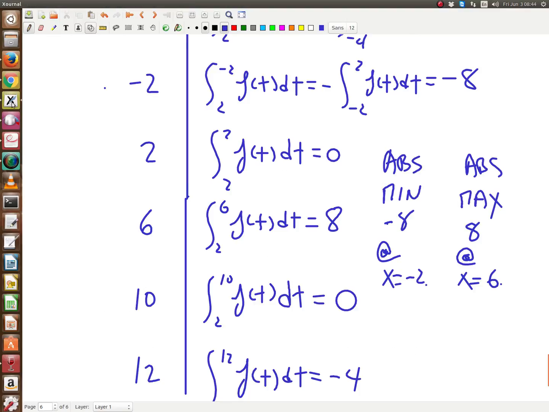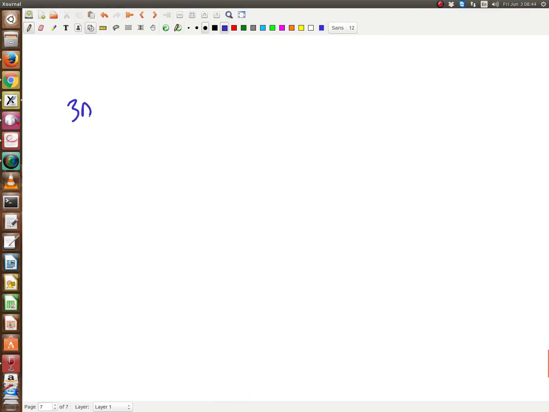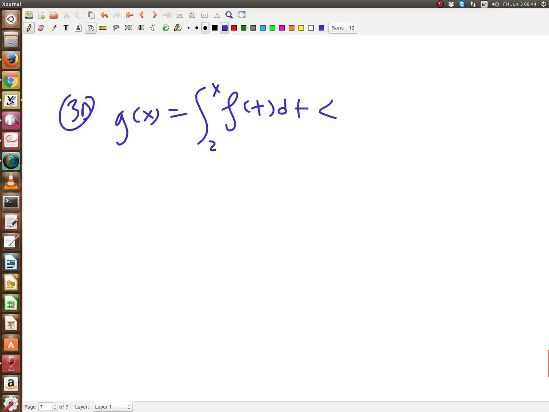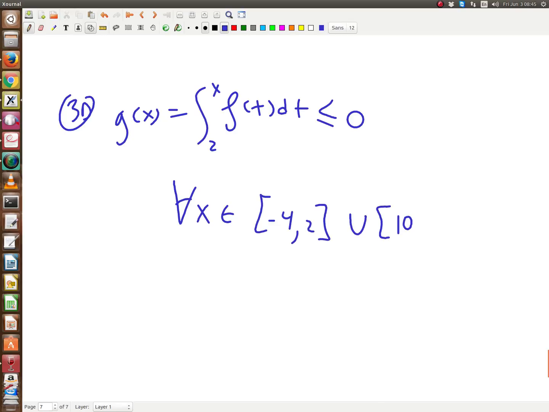Let's see how we're going to say that. For part D, g of x equals the integral from 2 to x of f of t dt is less than, did they want less than or equal to 0? Less than or equal to 0, okay. Less than or equal to 0, for all x's, element of the interval from -4 to 2, because at -4 you get 0 and at 2 you get 0, so closed intervals. Union from 10 to 12.